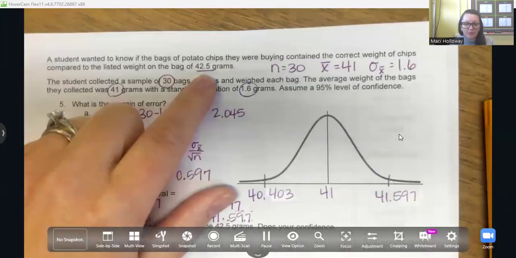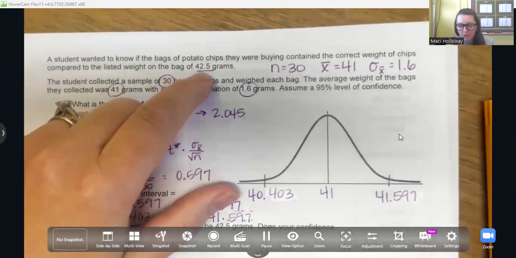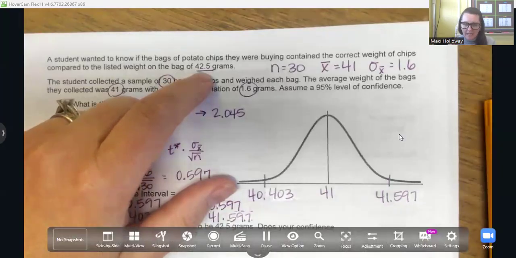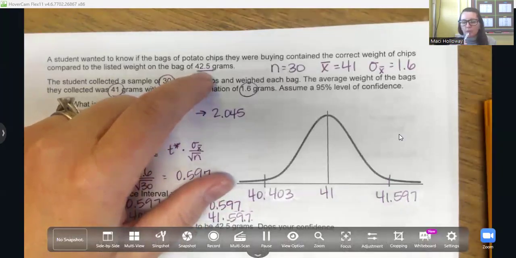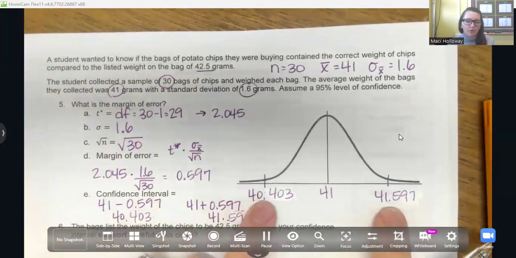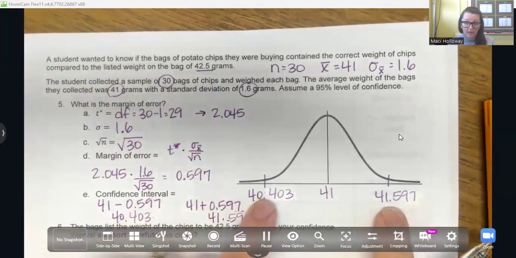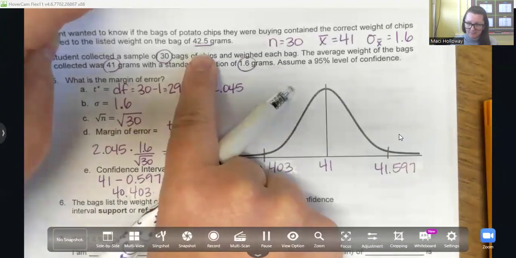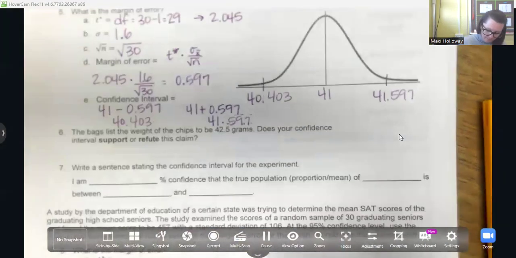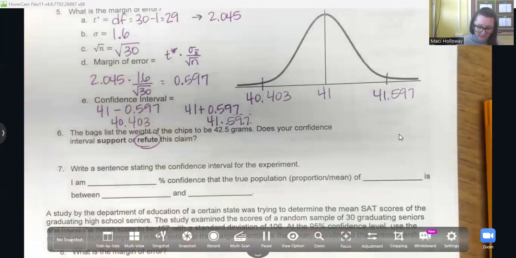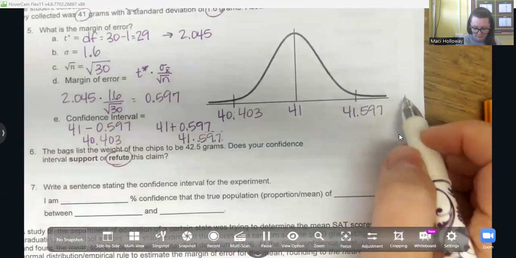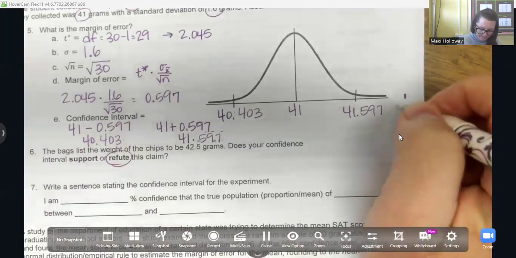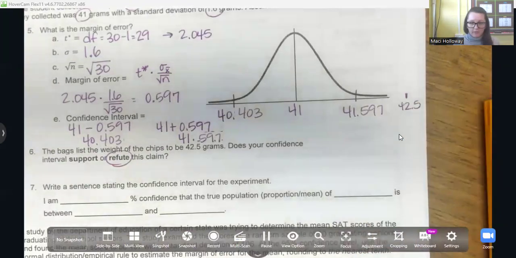So let's see what it says. Our claimed value was 42.5. So the chip manufacturer is saying that it should be 42.5, but that's not even in our confidence interval. Actually, that's way off of our confidence interval. So would you support this claim? I wouldn't. I would refute this claim because it's outside. Like 42 would be way over here, right? Or 42.5 where they claimed it.